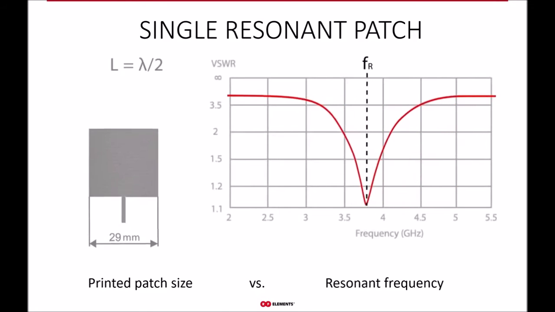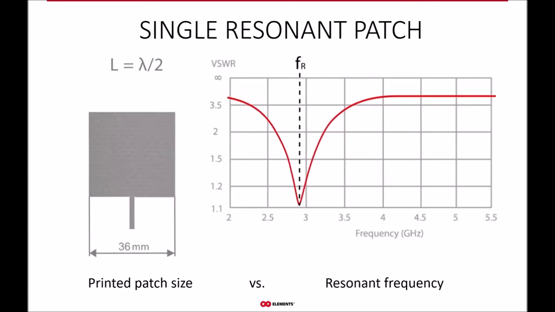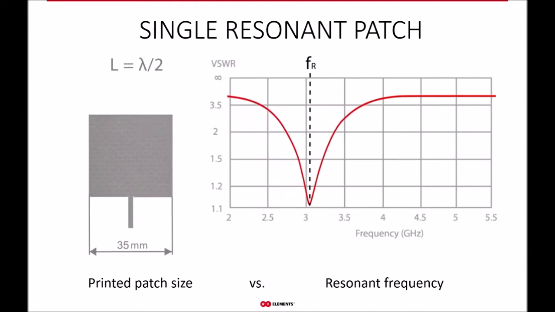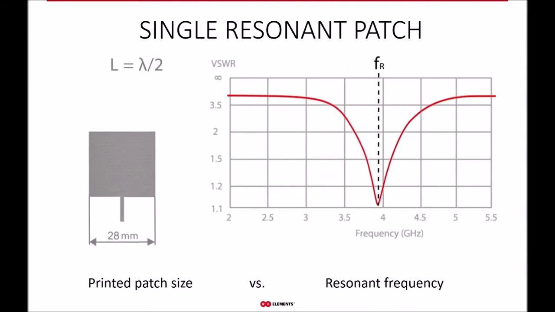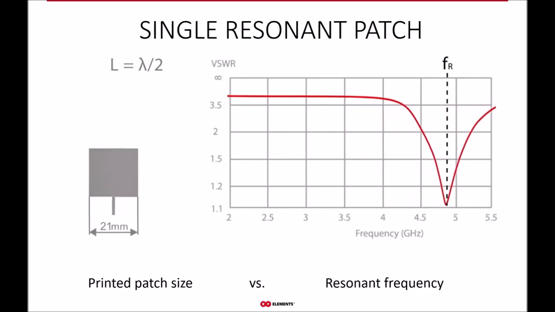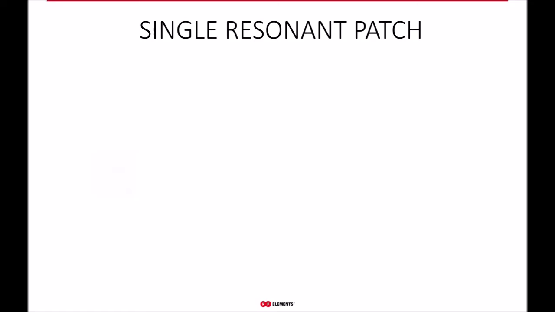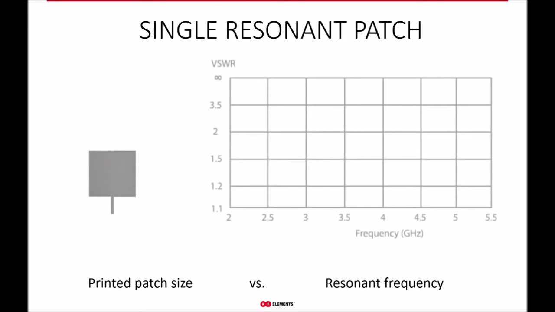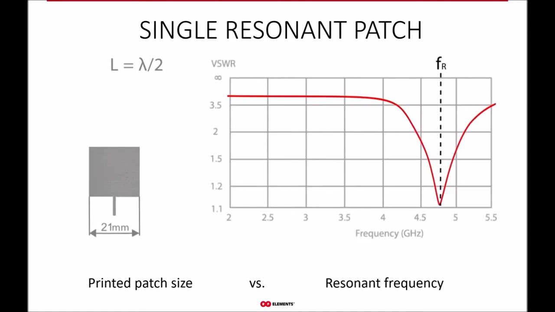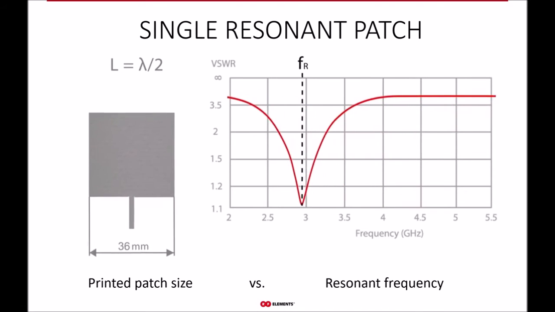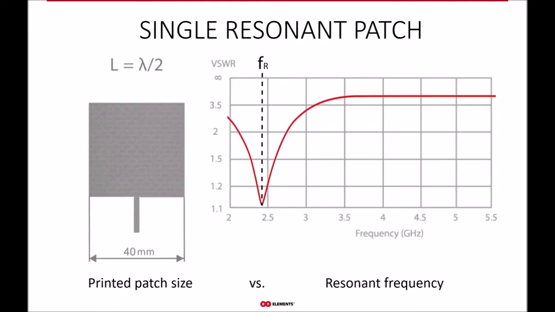How does the resonant frequency change with the size of the patch? So as many things in the world of RF engineering, the resonant frequency is inversely proportional to the size of the patch. As we increase the size of the patch, the resonant frequency is decreasing, and vice versa. When we decrease the size of the patch, the resonant frequency is growing. So the graph is indicating where the resonant frequency FR is located.